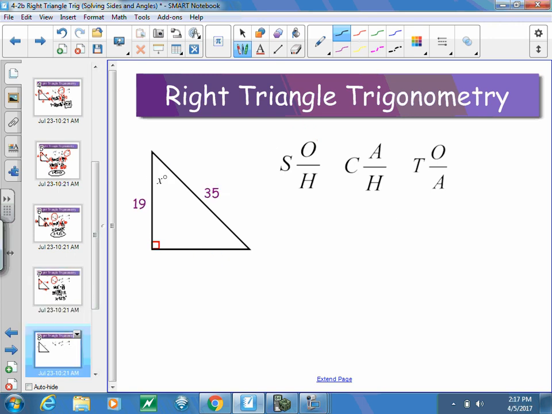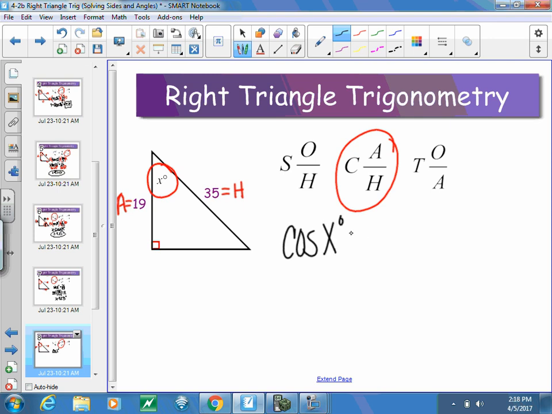Second example to look at here, solving for x. Once again, you have the hypotenuse side being given to you, and then with relation to x here, that 19 is the adjacent side. So the adjacent and hypotenuse, we're going to set up cosine. So we have the cosine of x degrees is equal to our adjacent over the hypotenuse. So cosine of x equals 19 over 35.